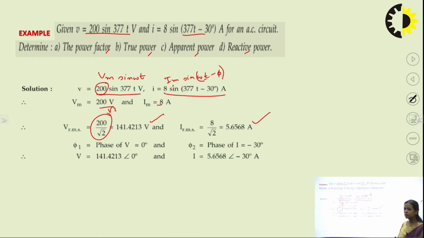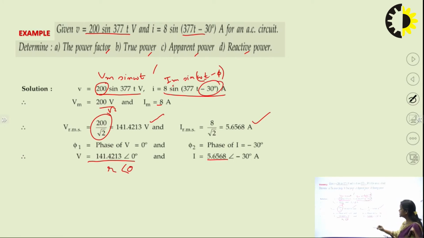And for finding the angle, you can see no angle is mentioned here. You know the polar form. Polar form means R angle theta. So you have written this voltage value in the polar form, and you can also write it in the rectangular form. This is 141, this value, and for current the angle is given here, that is minus 30 degree.